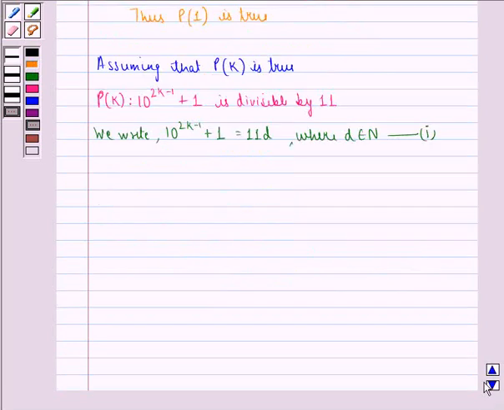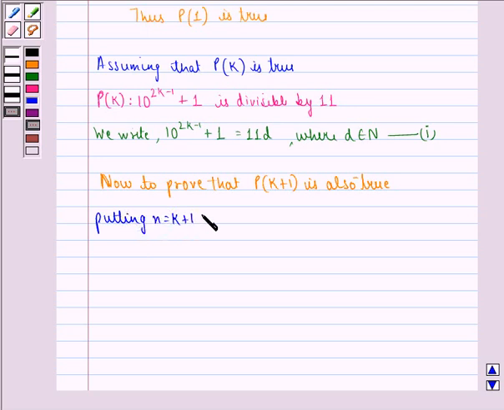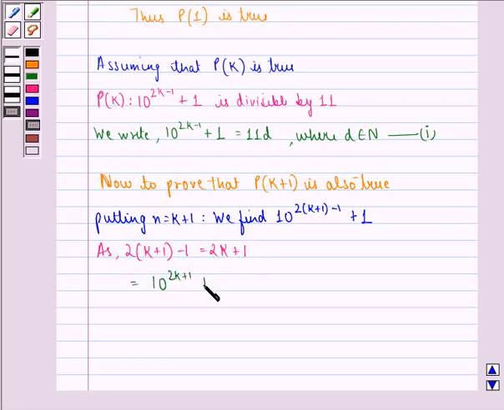Now, to prove that P at k plus 1 is also true, putting n equal to k plus 1, we find 10 raised to power twice of k plus 1 minus 1, plus 1. As twice of k plus 1 minus 1 is equal to 2k plus 1, we get 10 raised to power 2k plus 1 plus 1, that is equal to 10 raised to power 2k minus 1 plus 2, plus 1.